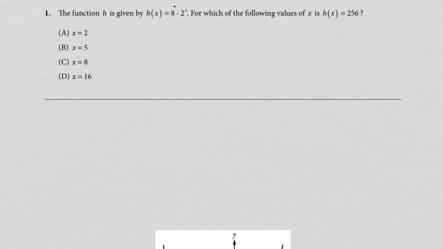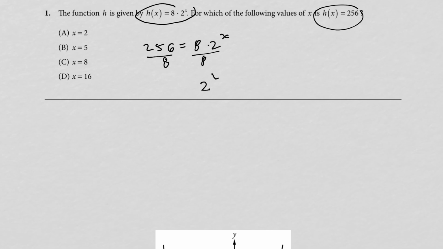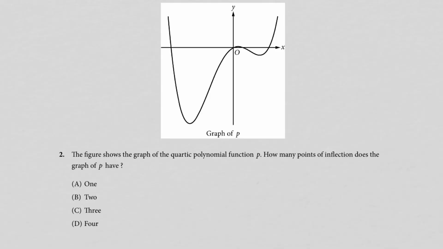Here's a function, and they want to know when is it equal to 256. So the 256 is not the x, but the 256 is the h of x. And I guess the thing they want you to be careful about is not to do 8 times 2 is 16, but instead divide both sides by 8. Now 256 divided by 8 is 32, and then x has to be 5 just because 2 to the 5th does equal 32.